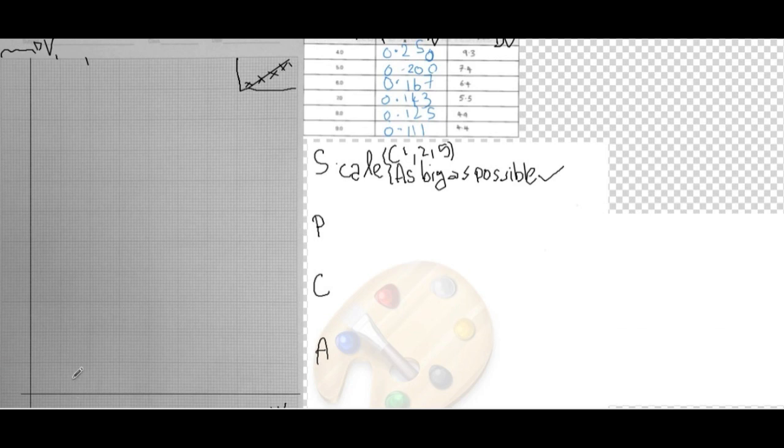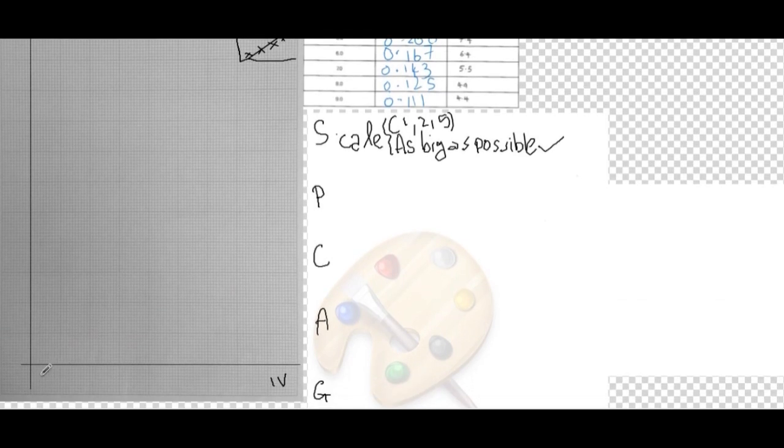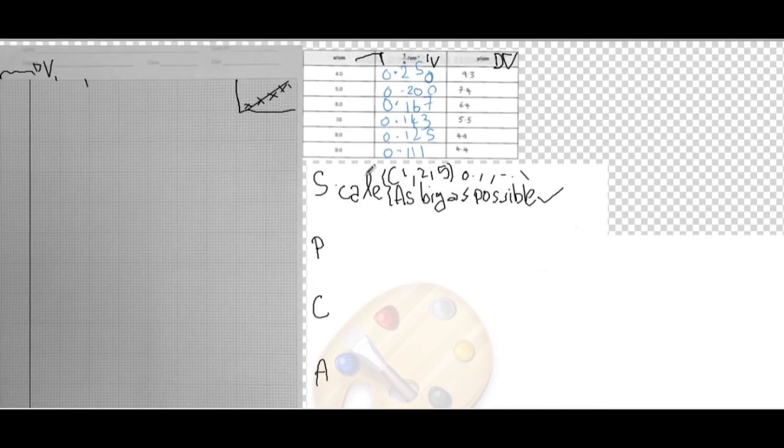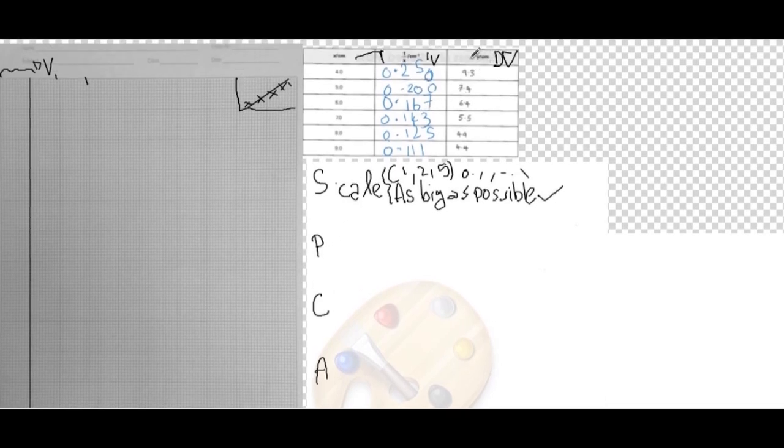Next, the increment for every 10 boxes or 1 cm length here must be in increments of 1, 2, or 5, or its corresponding decimal places. So it can be 0.1, 0.2, 0.5, 10, 20, or 50. That depends on what your readings are. So for example, let's try and find a suitable scale for this. This is your dependent variable. Remember, your dependent variable goes on your y-axis.